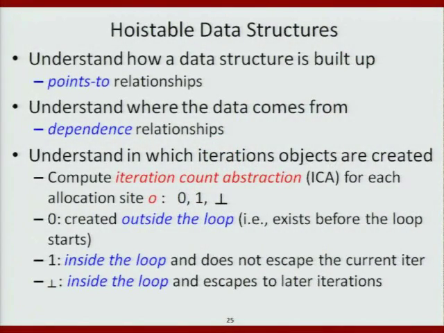All right, so let's first look at this first technical subproblem, which focuses on the data side: how to identify hoistable data structures. So we found there are 3 challenges to identify a hoistable data structure. The first challenge here is to understand how a data structure is built up. So for example, for each object created in the loop, we need to identify what other objects are reachable from this object. This requires us to reason about the points-to relationship, right? This is very simple, straightforward.